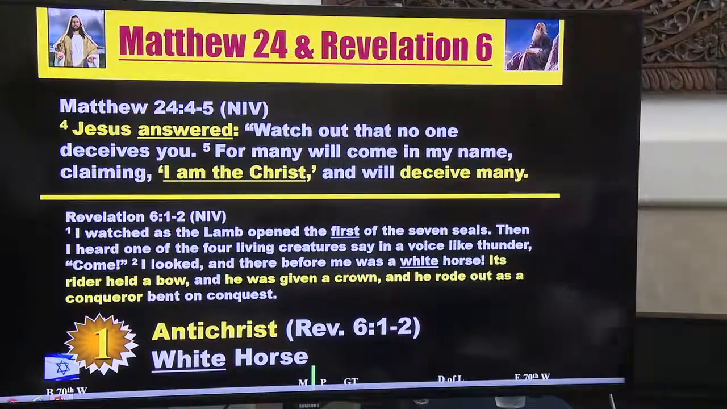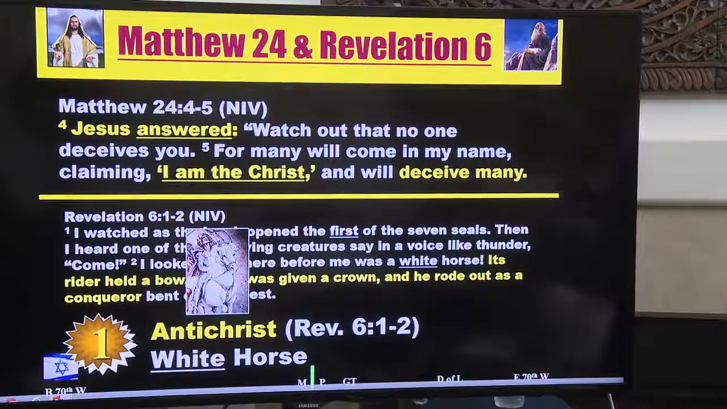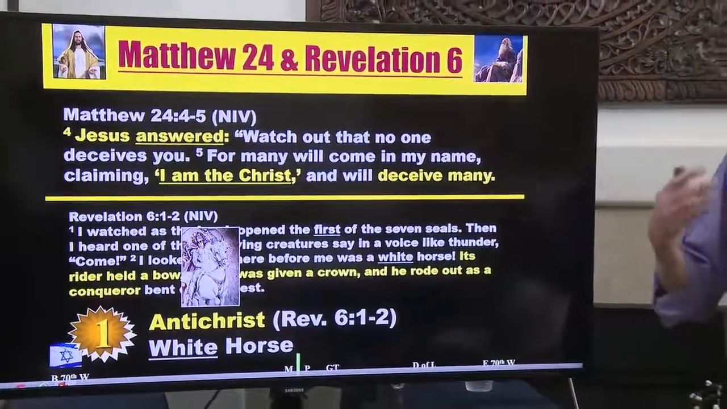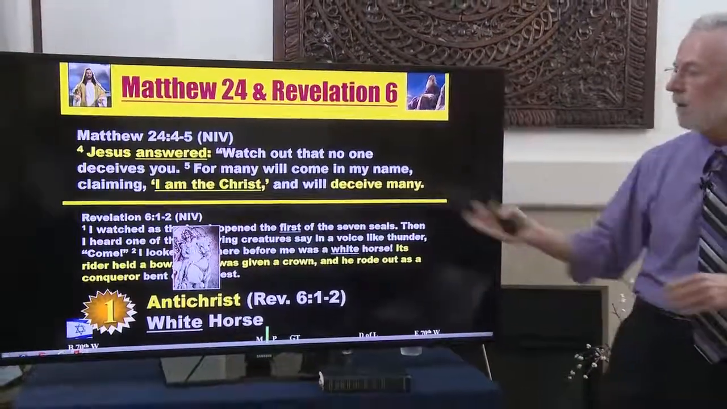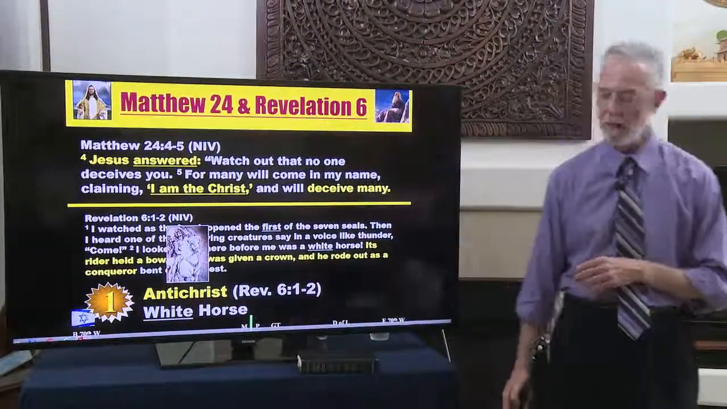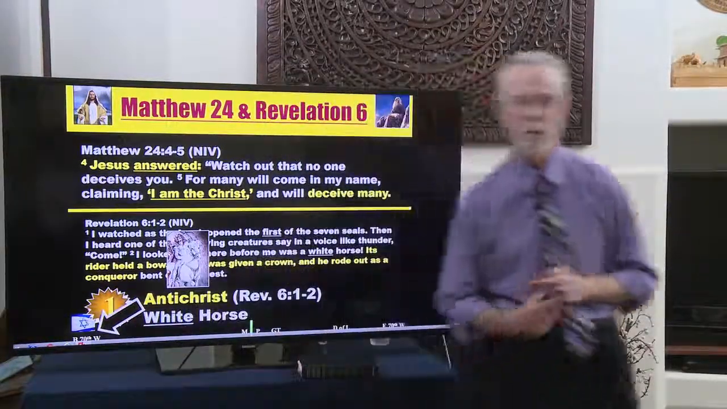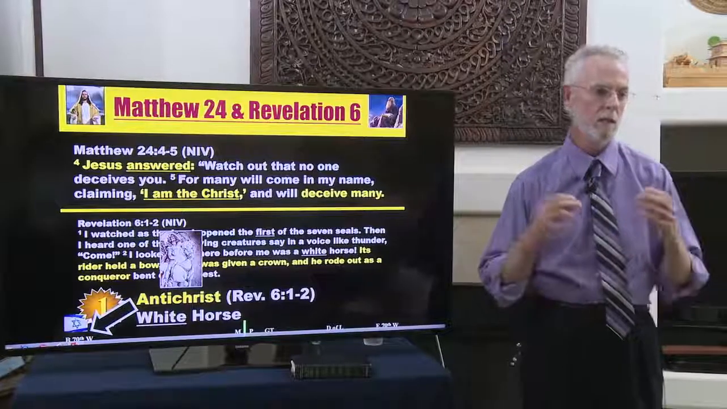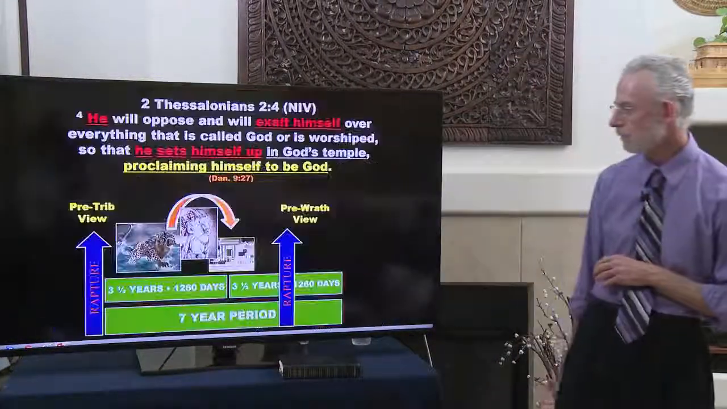Now, remember, I shared with you last week that most theologians believe this rider on the first horse is the Antichrist. Notice he has a bow but no arrows. Because when the Antichrist first arrives on the scene, he's not going to appear to the world that he's the Antichrist. I mean, who's going to sign a deal with a guy that says, hey, I'm the Antichrist, right? When he first comes on the scene, he's going to win people over by diplomacy. He's going to be very charismatic. He's going to do what nobody else has ever done. He's going to solve that Middle East peace crisis. In other words, he's going to be the great deceiver. And Jesus said, watch out that you don't get deceived.